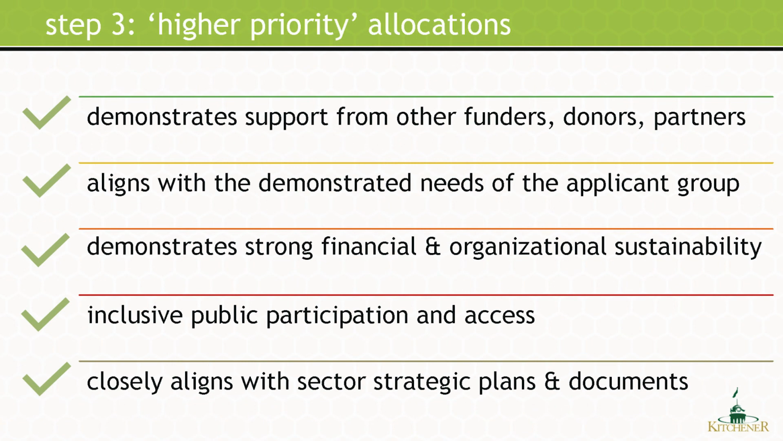Inclusive public participation and access is another factor that contributes to a project being considered a higher priority for funding. A group could demonstrate that its proposed project ensures inclusive public participation by describing in the application form that there's no admission charge or only a minimum admission charge associated with the project, or that there's a fee assistance program in place. Typically, the following conditions deem an application to be a lower priority for funding.